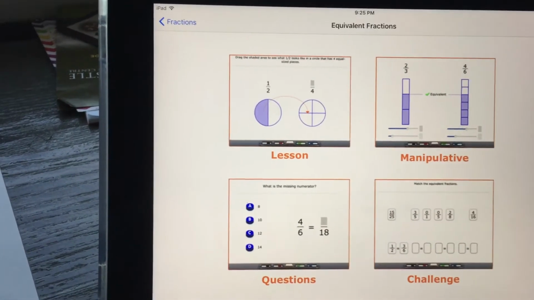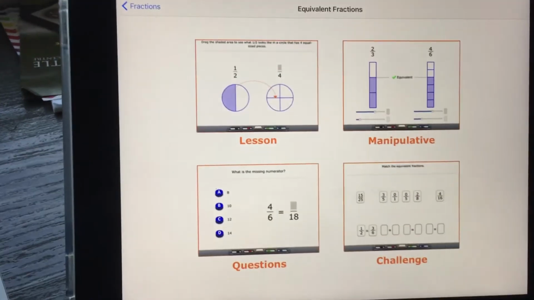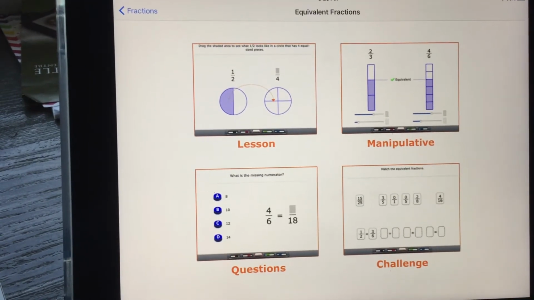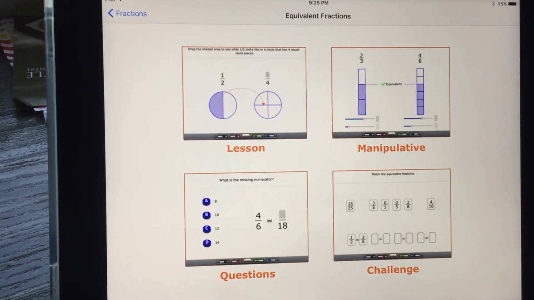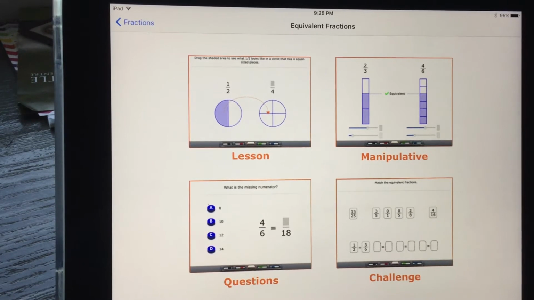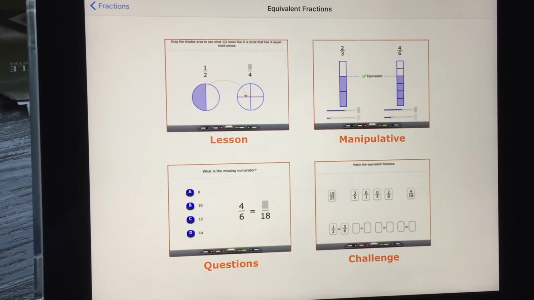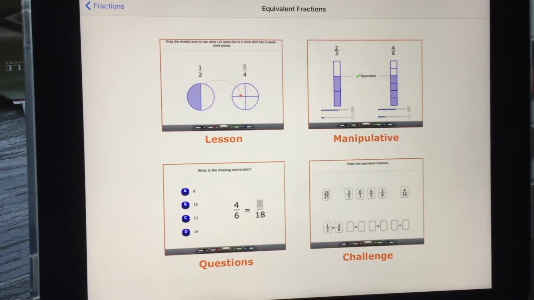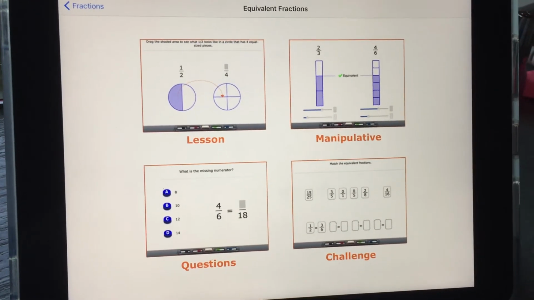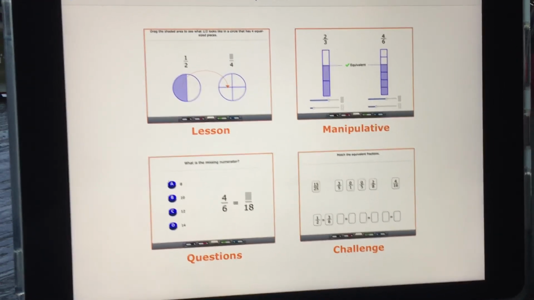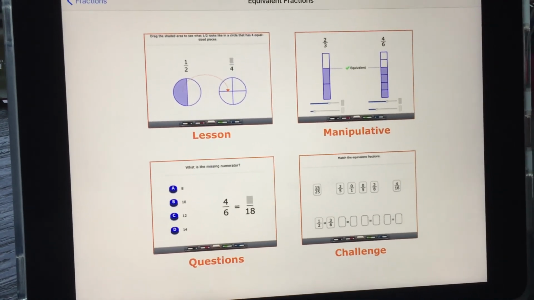So this is one of the free iPad apps. It's also available for Chromebooks, iPads, PCs, and Mac computers. Now it's not free on all of those, but it is free on the iPad. So this is just one of the Braining Camp subjects.